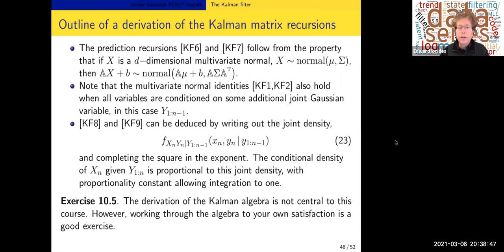Working through the derivation of the Kalman recursions is not central to this course, so I'm not going to go through all the details, but working through the algebra, at least to your own satisfaction, is a good exercise, getting your hands dirty with that.